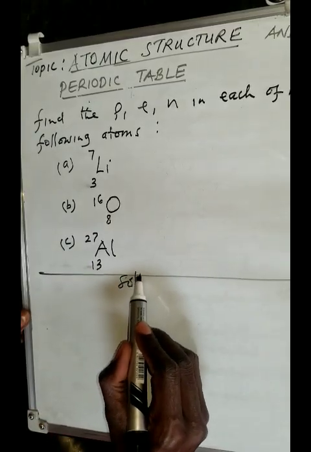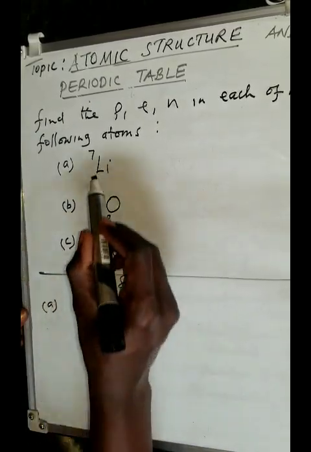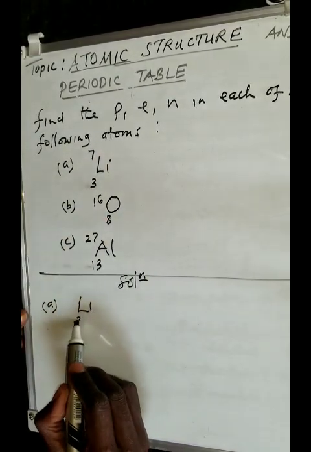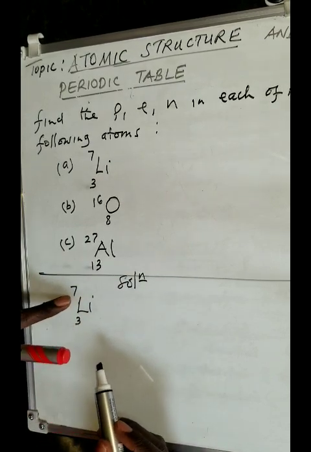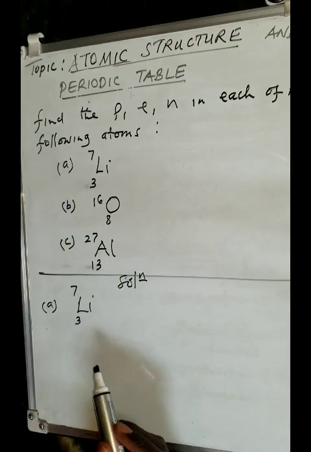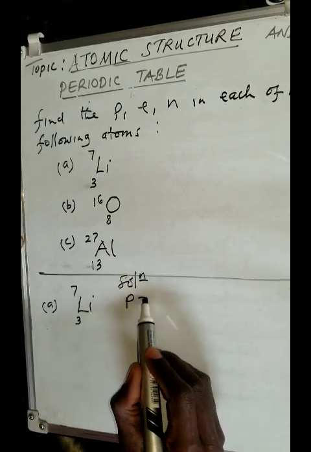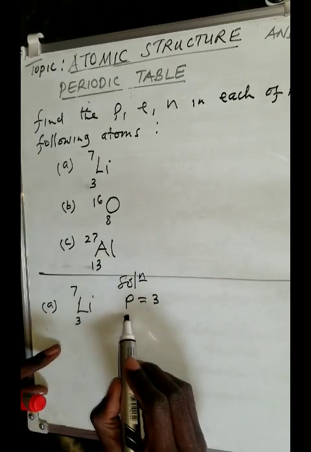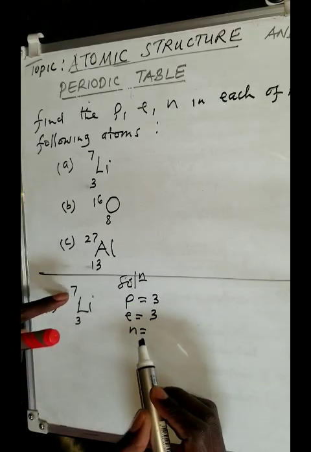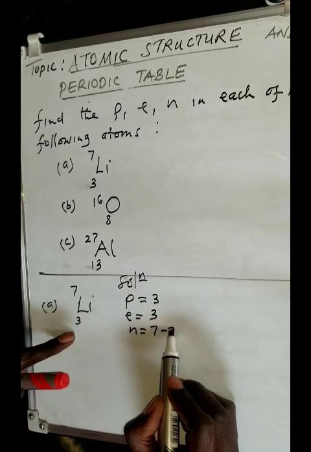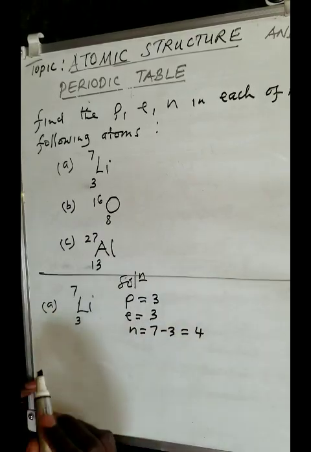Well, it is very simple how you need to go about it. For example, if I take lithium, remember 3 is the proton number, 7 is the nucleon number, also called the mass number. So protons will be 3. How many electrons? Yes, you are right, that is also going to be 3. How many neutrons? You get the bigger number minus the smaller number, which will give you 4.